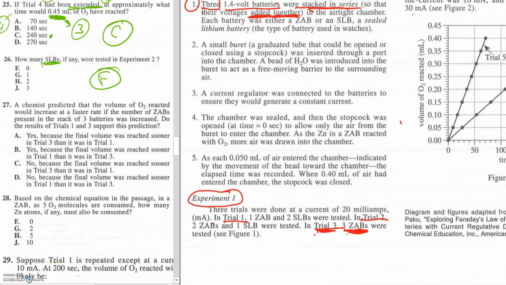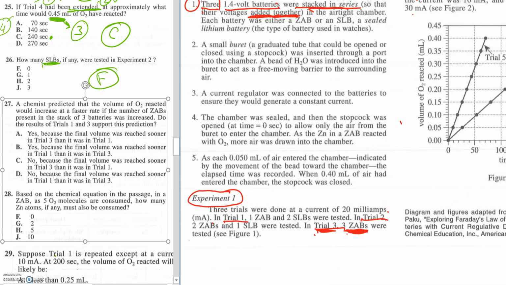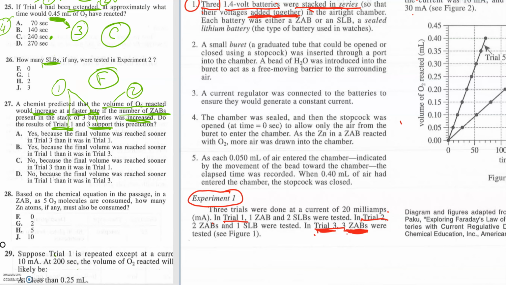Okay, 27. A chemist predicted that the volume of O2 reacted would increase at a faster rate if the number of ZABs present in the stack of 3 batteries were increased. Do the results of trial 1 and 3 support this? Step 1 will be find trials 1 and 3. Step 2, we're going to have to look for the volume of O2. Will it increase if the number of ZABs increase?